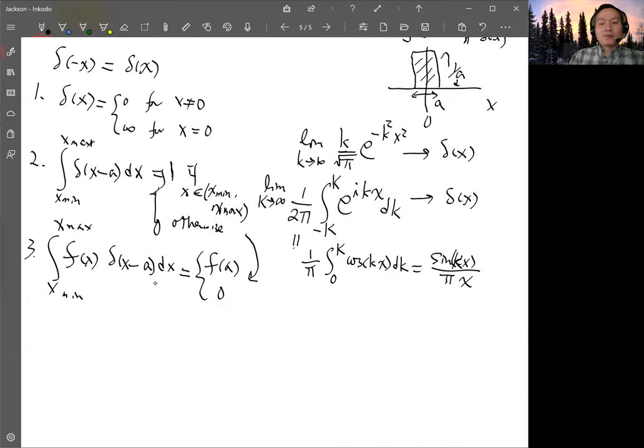Okay, and of course you have to assume that f(x) is well defined, or that it doesn't change that much over the range where you define the limit of the delta function. It's a slowly moving function, so you can define f(a) here. That's the property of the delta function: put it in the integral, and you get the value of the f function evaluated at x equals a. Okay, so that's the third one.